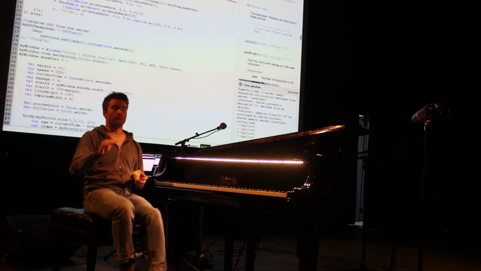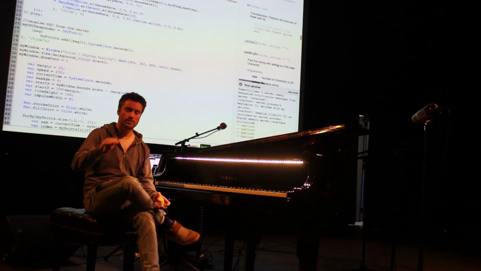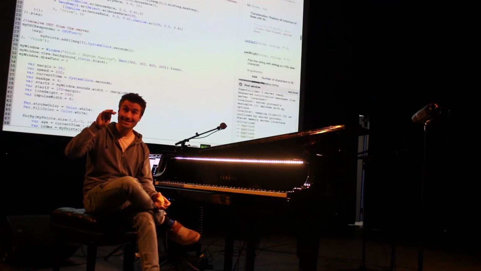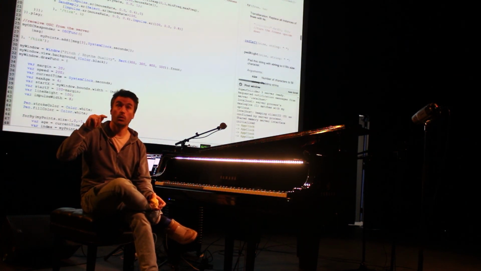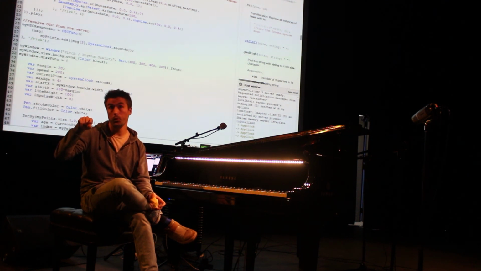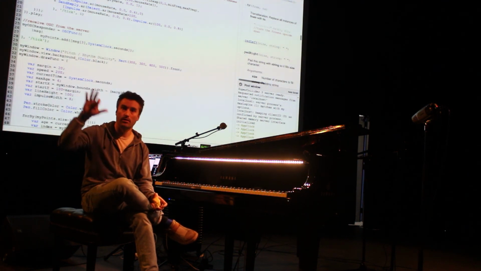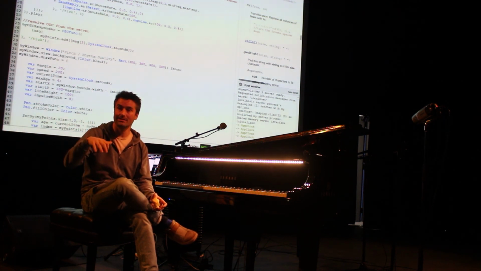Let's try it. First partial, second partial, third partial, fourth partial, 5th partial, 6, 7, 8. Okay, can't go any higher than that. But then it goes like to the 9th. You get all the notes up there. And that's contained in every note that we play.